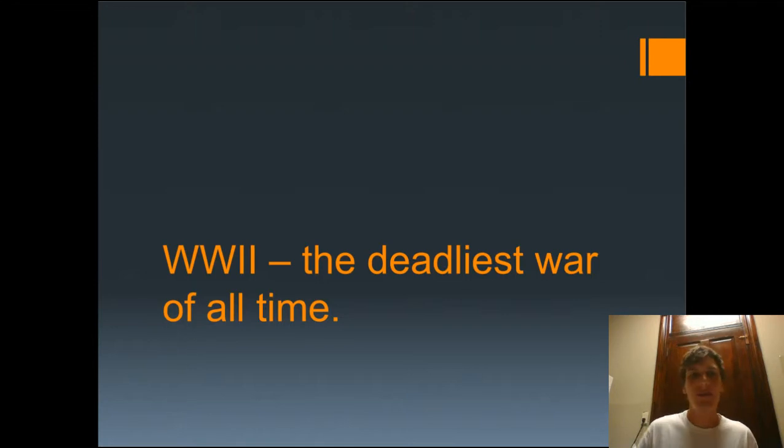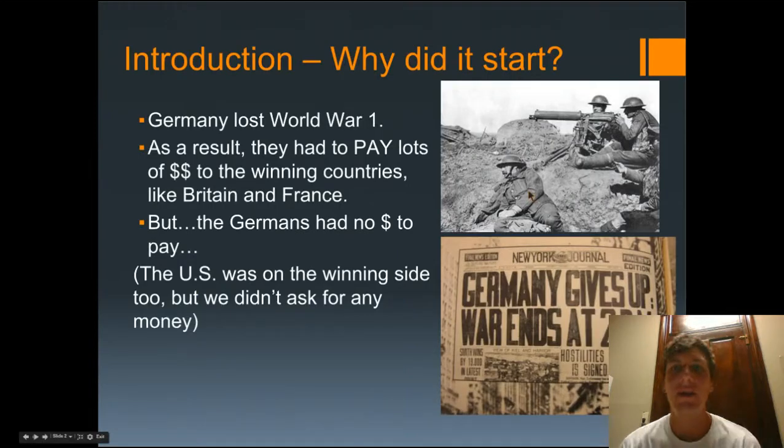Anyway, so World War II was started because there was one country that had lost the First World War, which you probably heard World War One. So as a result of that, Germany, which had lost World War One, had to pay tons of money to the winning countries, which were Britain and France, and also the United States. But actually, the United States told them, don't worry about it, just don't pay us. But so the Germans had no money to pay.